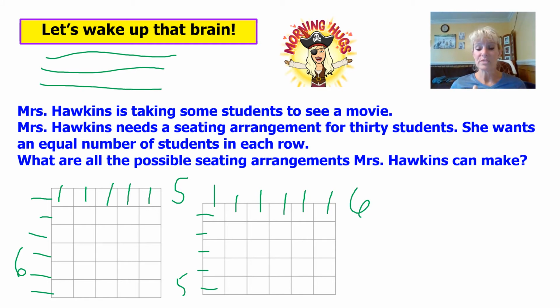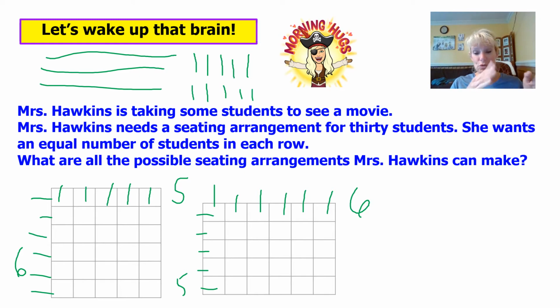So 3 rows of 10 would also make 30. Okay, we could have done a row of 3, 3, 3, 3, 3. That's 1, 2, 3, 3, 3, 3, 3, because 3 times 10 is 30. We could have done a row of 15 and a row of 15 because that would be 30. Or I could have done 2, 2, 2, 2, 2, 15 times to make a row of 30. So there are lots of different ways that we could have arranged 30 students to sit somewhere.